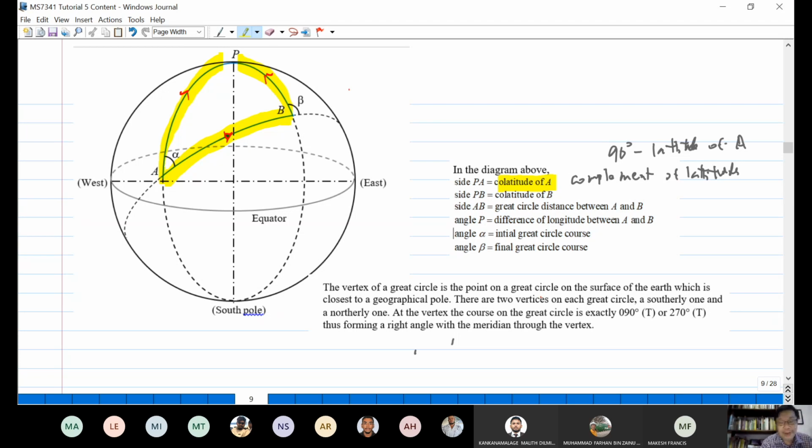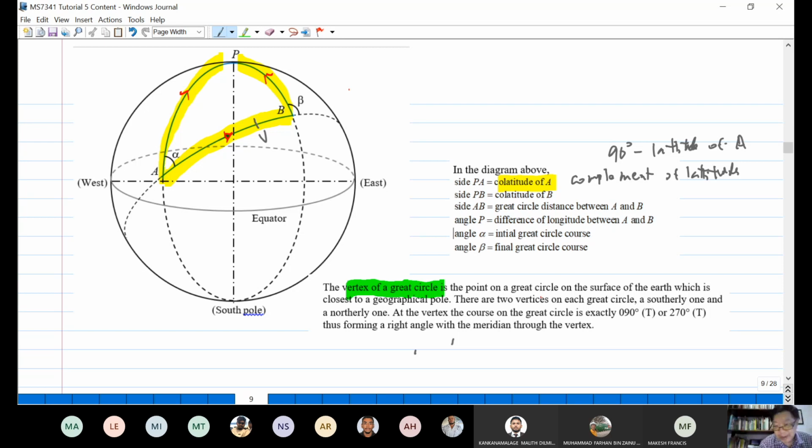Okay, I will explain to you alpha and beta, basically the initial course and final course of the ship. There is another point I want to mention here, because in the next example I showed you earlier, I have a point called the vertex, along the great circle from A to B. What does it mean by vertex? Vertex is the point nearest to the North Pole along the track. So somewhere here is the vertex. Let's say this point is the vertex, V.